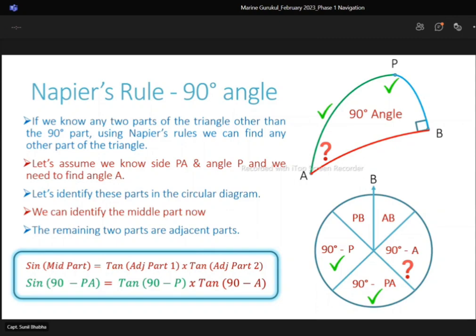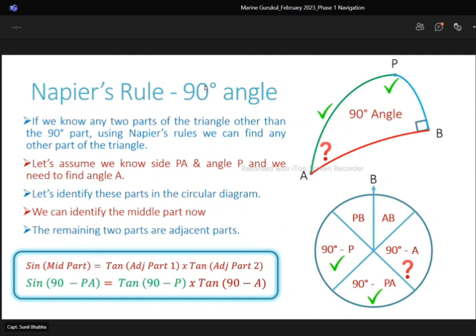Sir, for this 90 minus PA, the opposite side can be PB and AB also, no? These both are opposite for this 90 minus PA, right? That's right, beta. Any part which is not adjacent to a part is an opposite part. Okay, sir. So PB, AB both will be opposite to 90 minus PA. That is right.